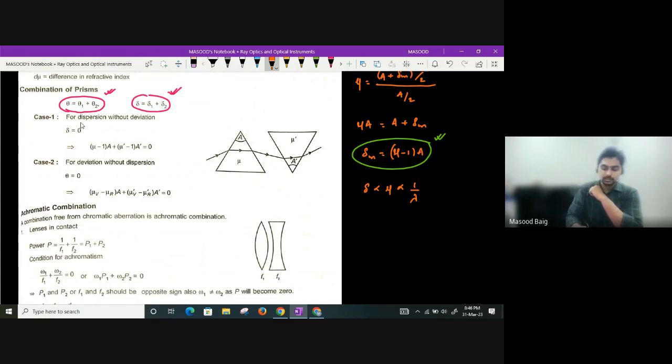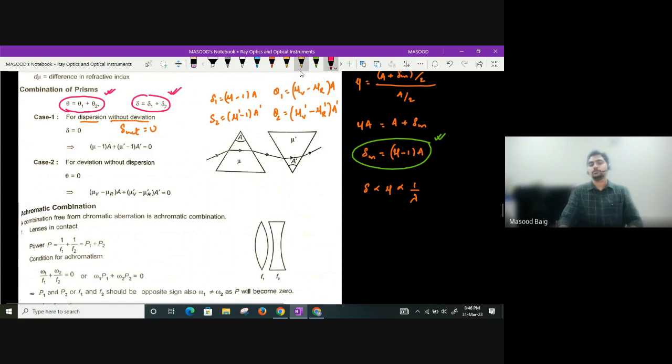The first case is dispersion without deviation. So deviation is not there here. What can we write? Net deviation should be 0. So delta 1 plus delta 2 will be 0. Delta 1 will be (mu minus 1) into A, which is the first prism, guys. Delta 2 can be written as (mu dash minus 1) into A dash. Theta 1 can be written as (mu V minus mu R) into A, which is the angular dispersion in the first prism, and theta 2 can be written as (mu V dash minus mu R dash) into A dash.